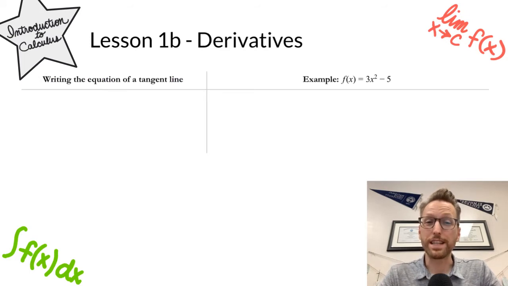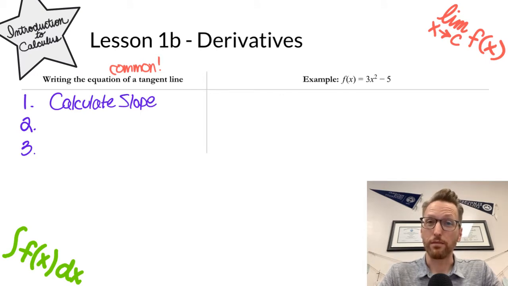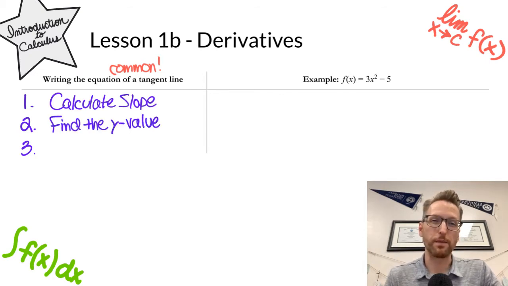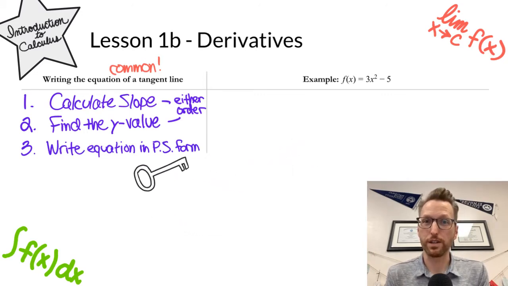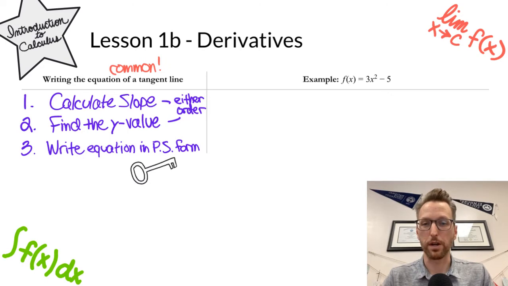Writing the equation of a tangent line is a common thing we do in calculus. There are 3 steps. First, calculate slope. Second, find the y value. And these 2 steps could be interchanged. Step 3, write the equation in point-slope form. And that's key because that equation tells us the point of interest and the slope. Super helpful, super unique name.